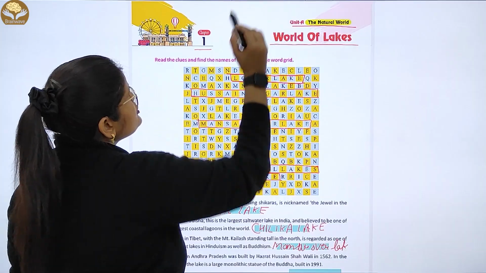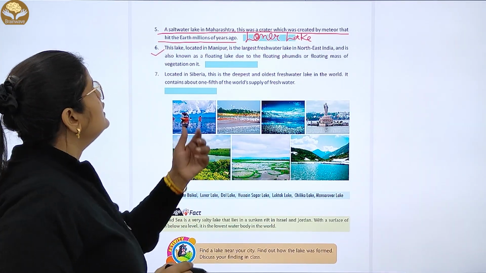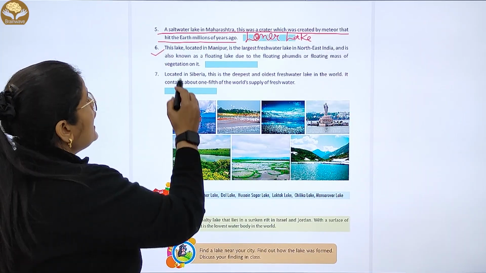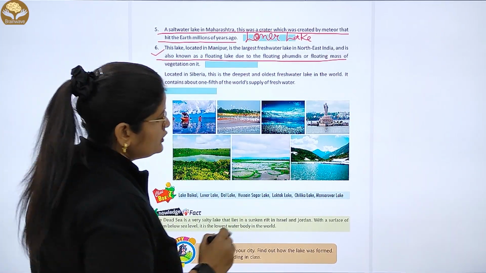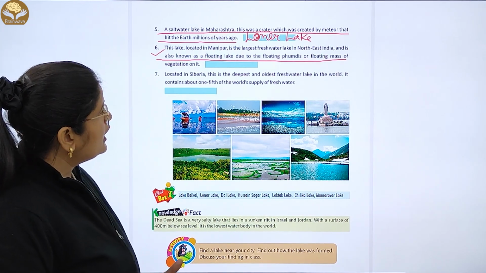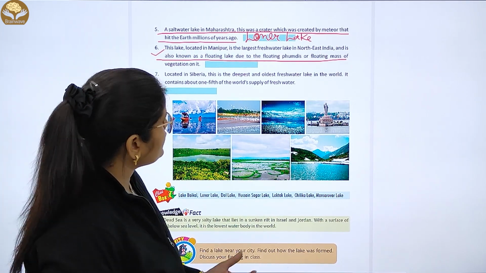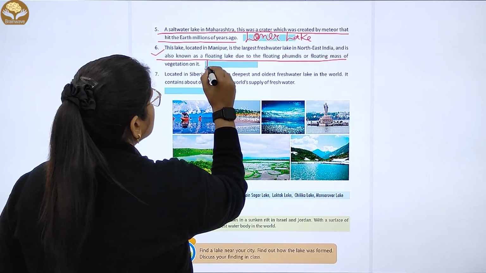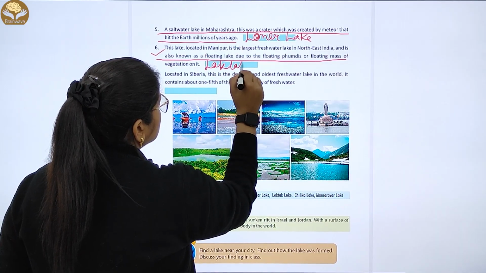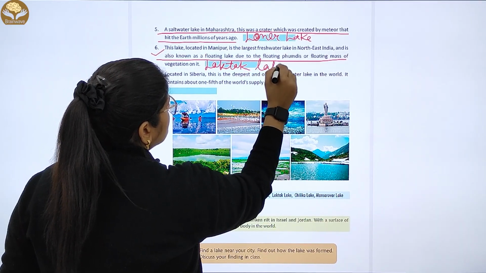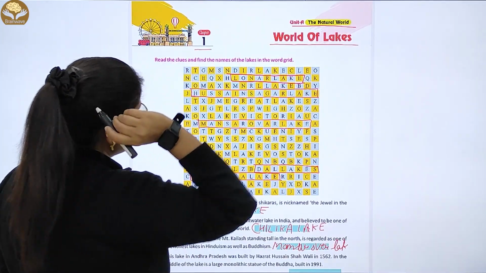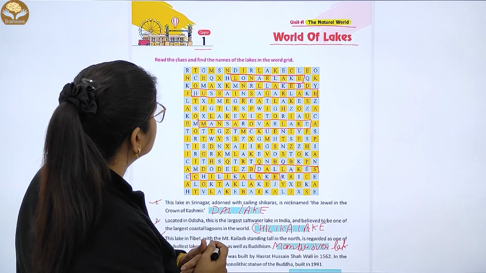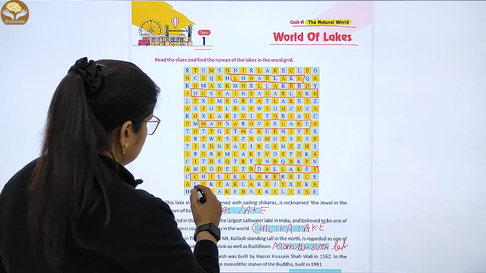Okay. Next question. This lake located in Manipur is the largest freshwater lake in Northeast India and is also known as floating lake due to the floating units of floating mass of this one. This is Loktak Lake. Can we search here? Where is it? Loktak Lake. This is.